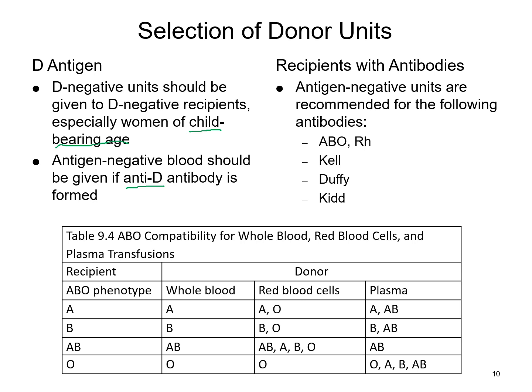And of course, if you have a recipient that has an antibody, you're going to have to give antigen negative units, especially for, of course, that Rh system, the Kell, the Duffy, the Kidd. Really anything could potentially cause issues, but definitely those ones that are associated with those hemolytic transfusion reactions.